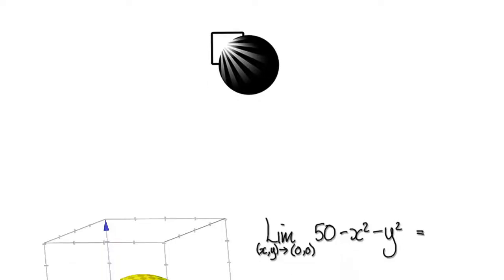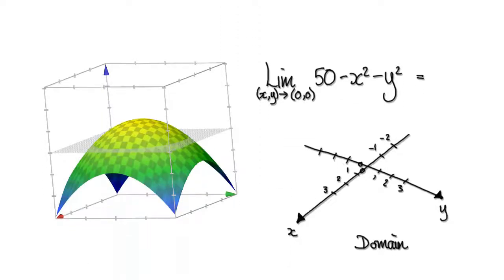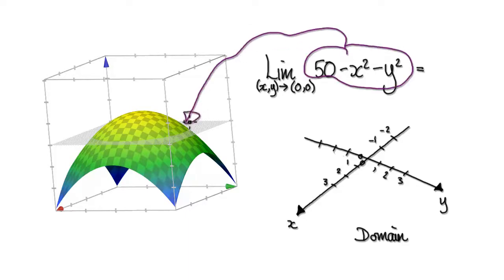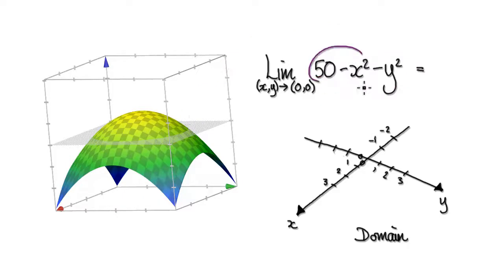Now we're going to move on to a new topic, multivariable limits. If you get a 3D graph plot and plot this function, you're going to get this surface. So what is the limit of this as x and y head towards 0, 0? 0, 0 is the origin. So as x and y head towards the origin, what is the limit of this function?